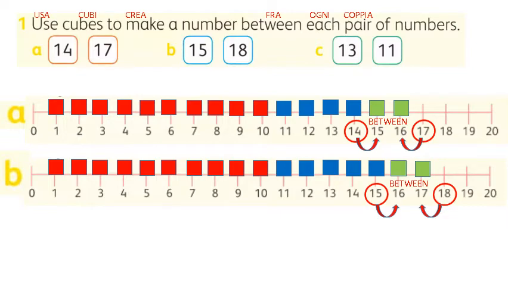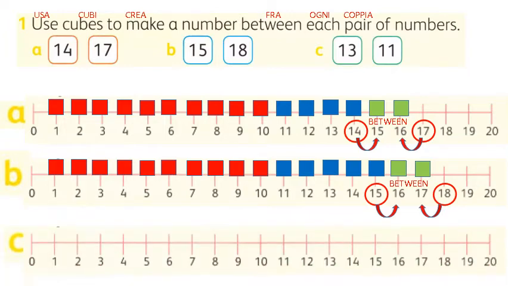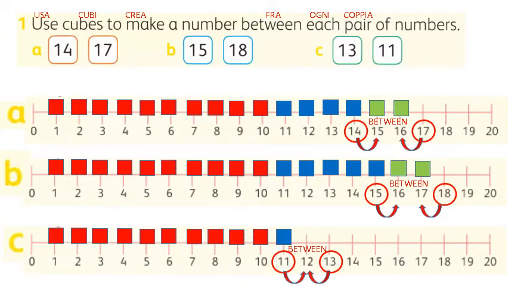Now C. 13, 11. On our number line, 13 goes here, 11 goes here. The number that is more than 11 and less than 13 is between. So number 12. With our cubes, 10, 11, 12. 12 is between 11 and 13.